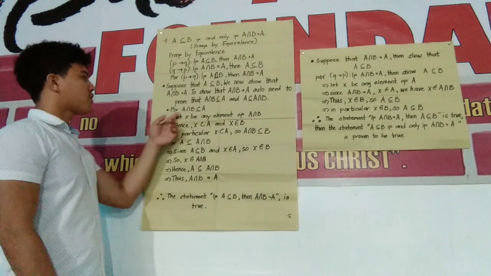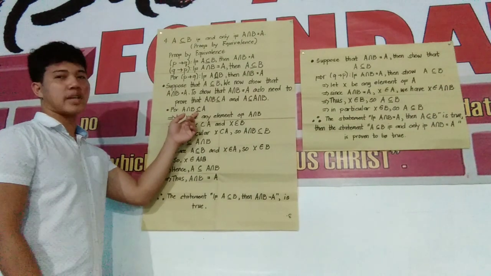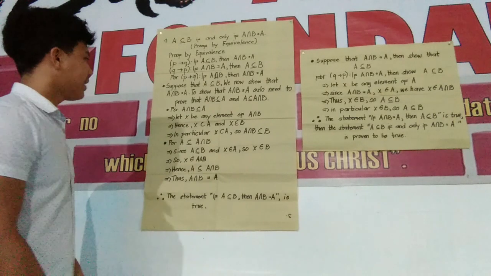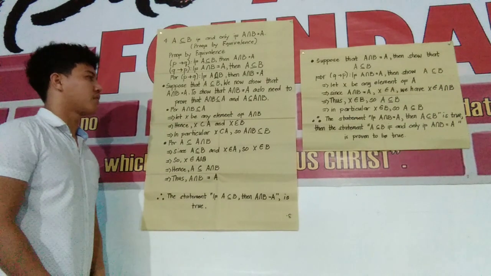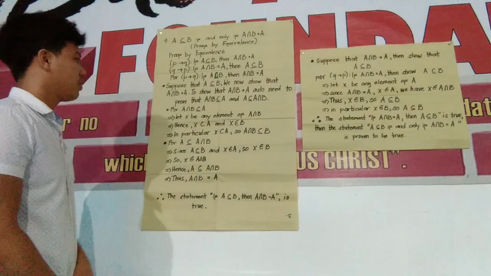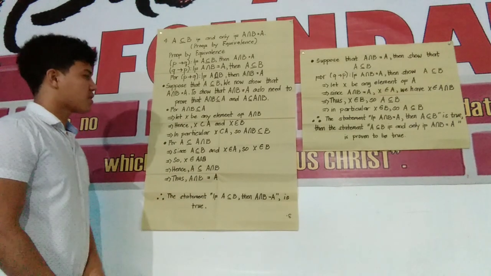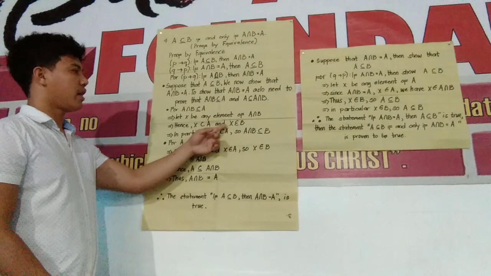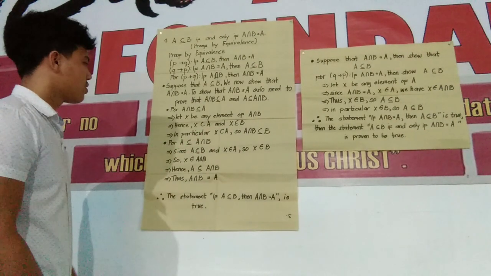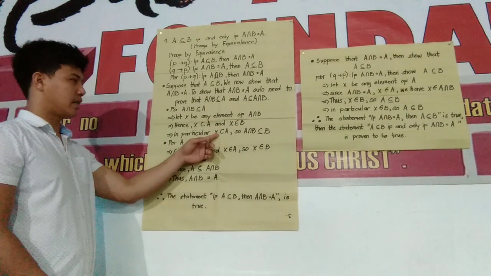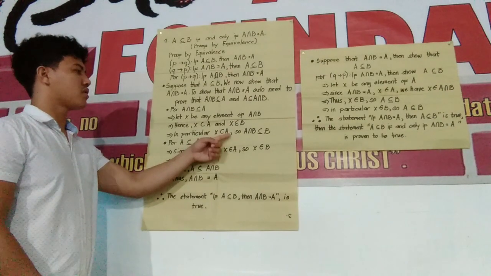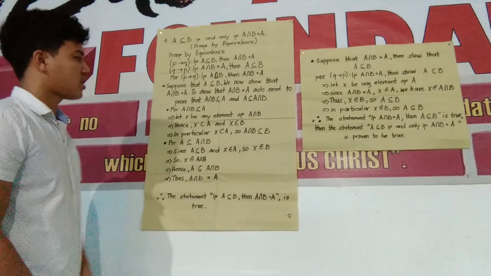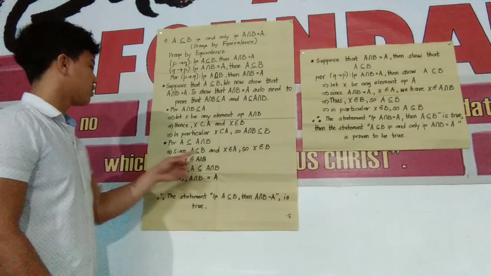So for A intersection B is a subset of A, we let X be any element of the intersection of A and B. Hence, X is an element of A and X is an element of B. So in particular, X is an element of A, so A intersection B is a subset of A.